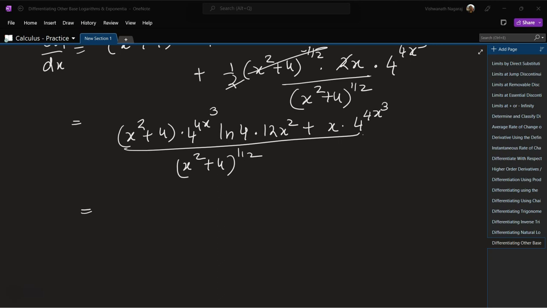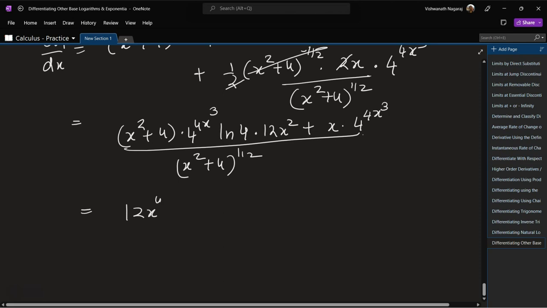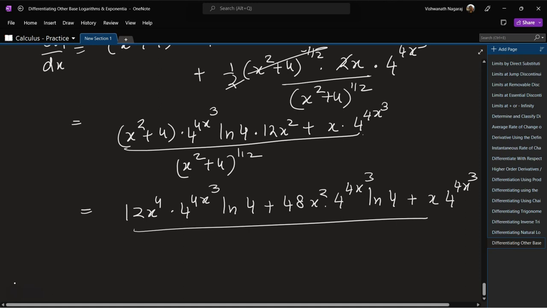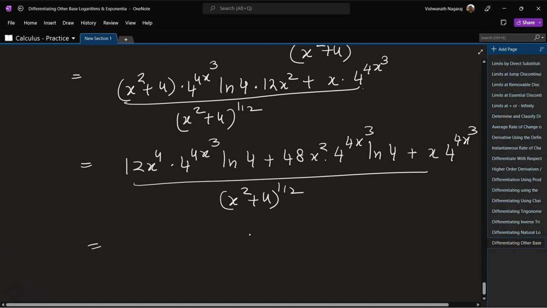Okay, open up this bracket. We have 12x square times x square, that gives us 12x to the power of 4 times 4 to the power of 4x cube natural log of 4, plus 12 times 4 is 48 of x square 4 to the power of 4x cube natural log of 4, plus we have x 4 to the power of 4x cube divided by x square plus 4 to the power of 1 by 2.